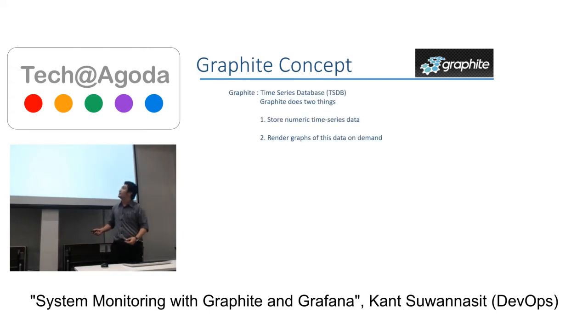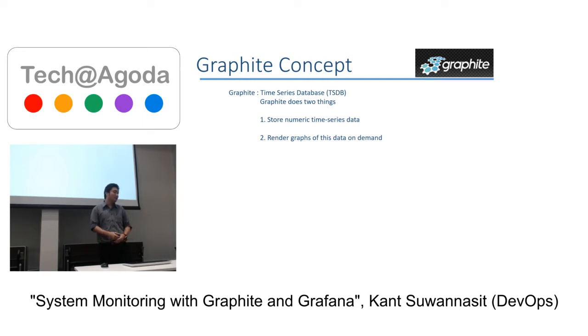Graphite is a time series database. It is not like a relational database, it is a time series. Everything depends on time. As we live in a world that has time, everything we do has a time. Like we go right at 10 p.m., we go left at 11.